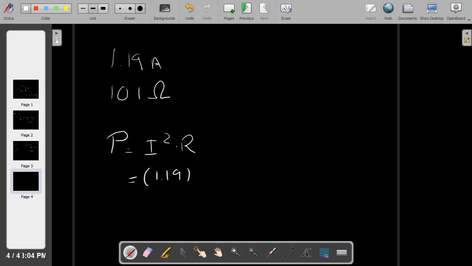1.19 squared, I'm not going to put the amps. You can if you want to, multiplying the 101 ohms. So put all of these in your calculator and you should be getting 143 watts. So your power is 143 watts. Remember that a light bulb requires 100 watts.